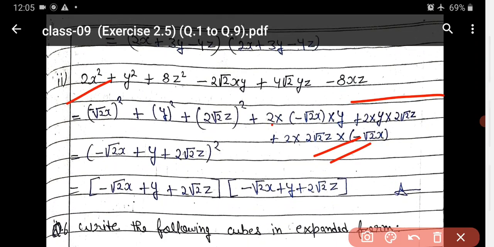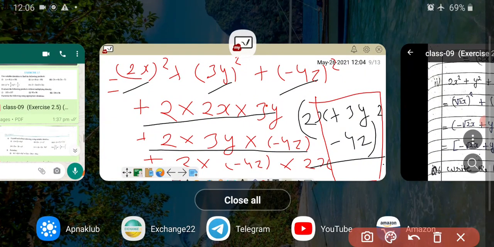The second part is 2x square, y square, 8z square. Now some under root terms are there, no problem. The important thing is the 8 here. How can we convert 8 into under root? I'm going to explain, just see here.